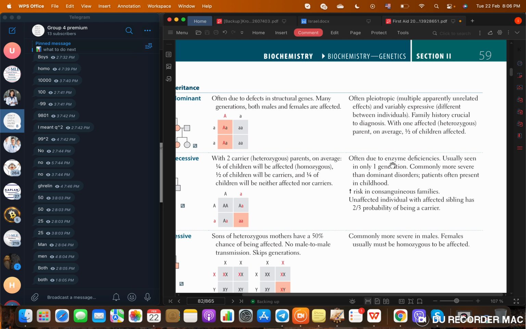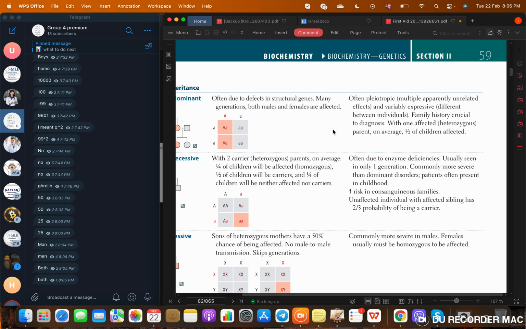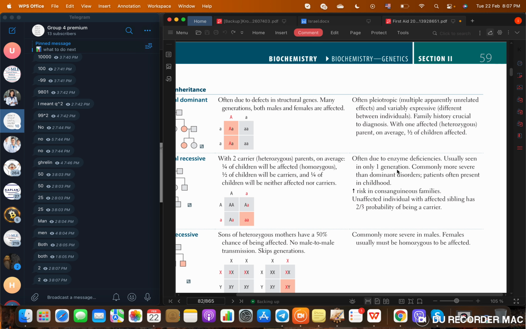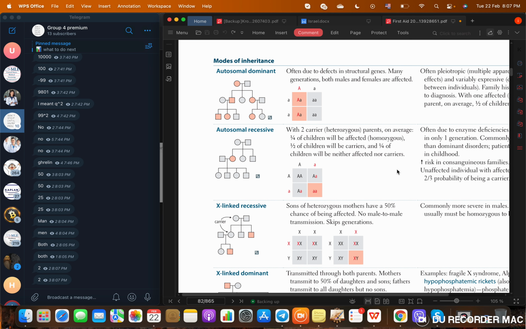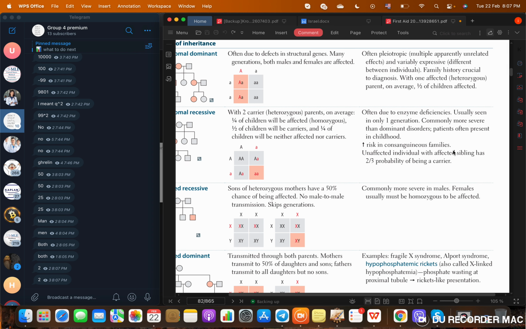With one affected heterozygous parent, they write one heterozygous parent. I'm going to write three things in front of you, and you will tell me what is the genotype of the parents. Is it 1? Or is it 2? Or is it 3? 2. Absolutely, it's 2 because heterozygote means each one has a different allele, one affected, one non-affected. On average, 50% of the offspring are going to be affected.